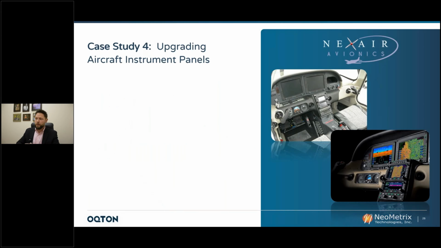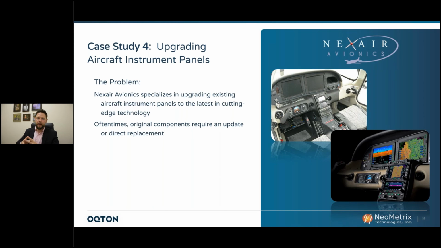Case study number 4. So we've looked at some structural stuff, now we're going to look at instrument panels. So Nexair Avionics, they outfit old planes with the latest and greatest navigational and user interface technology. A lot of times they have to replace most of the stuff. They have new panels, new instruments that go inside those panels. But if I get a new truck, I still want to keep my cubby hole or my glove box or whatnot. Same thing with this, right?